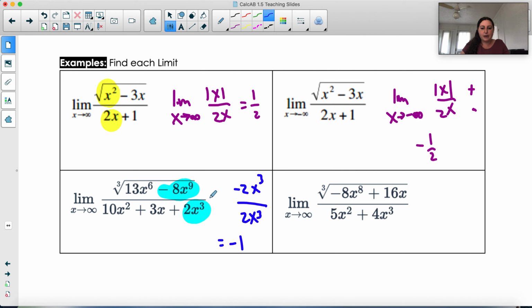And I keep messing up my notation here. It doesn't actually equal this. It equals the limit as x approaches infinity of this.